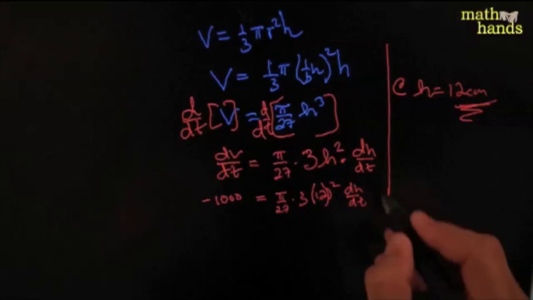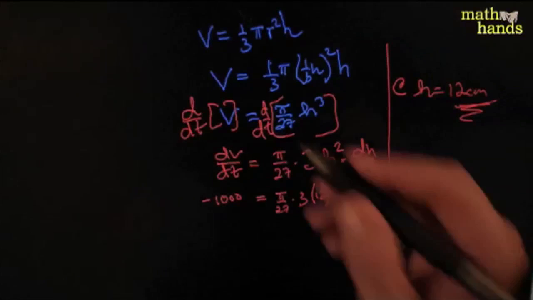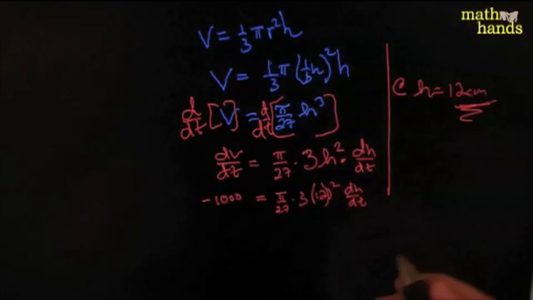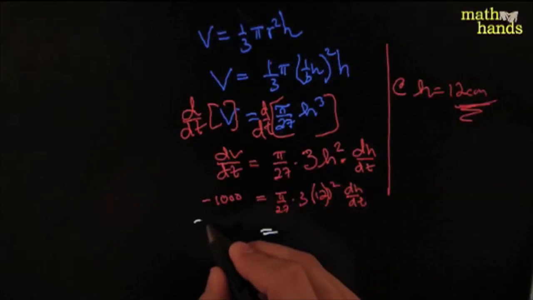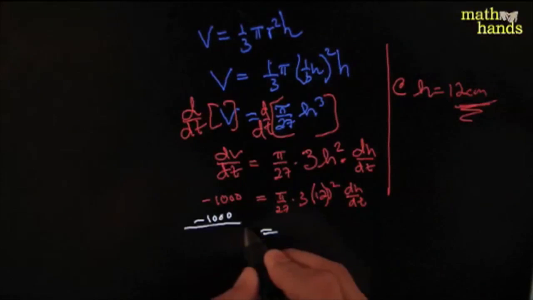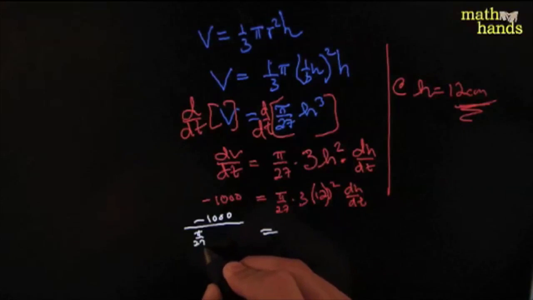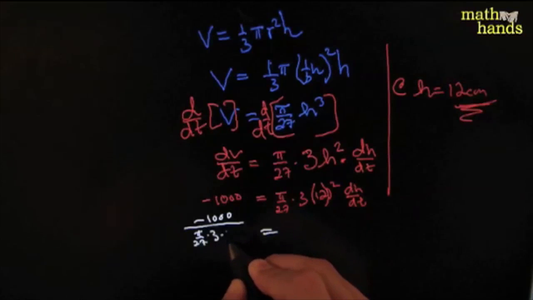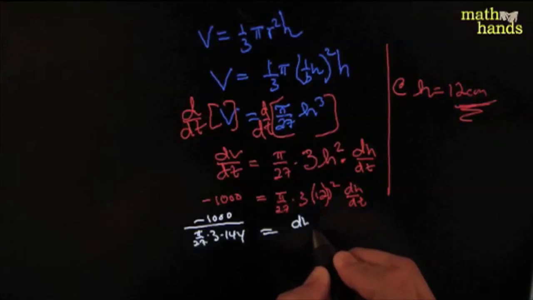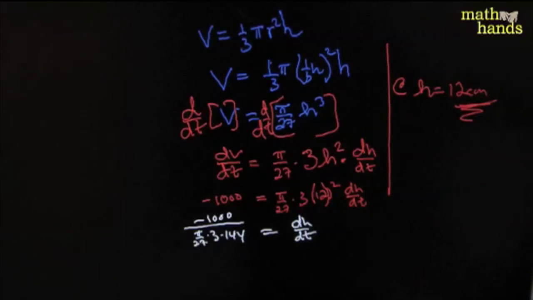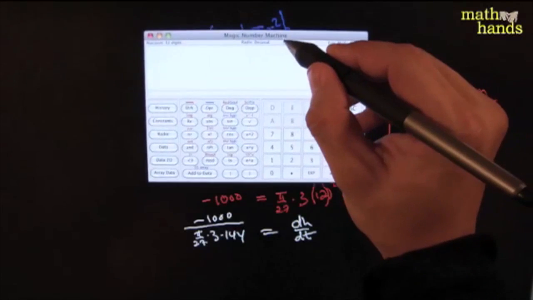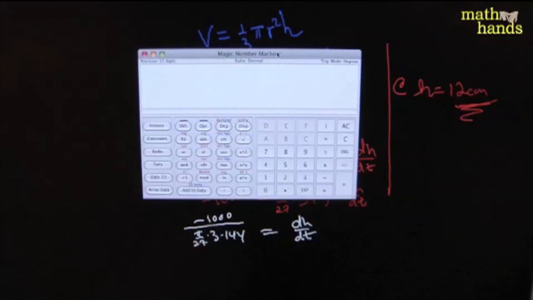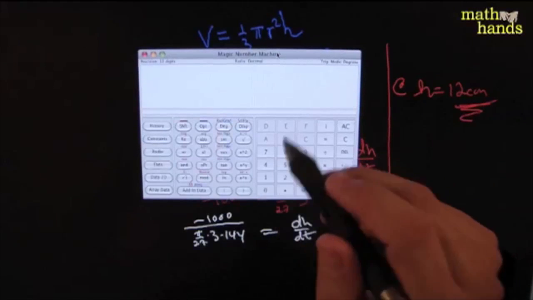And now you just have to solve for this dh/dt. But my goodness, this is so easy. All you do is negative 1000, and then divide by pi over 27 times 3 times 144, and there's my dh/dt. And if I wanted to, I guess I could figure that out. I'm not that big into answers. I don't really care about answers. I'm a fan of ideas, not a fan of answers, but whatever. Let's do it.